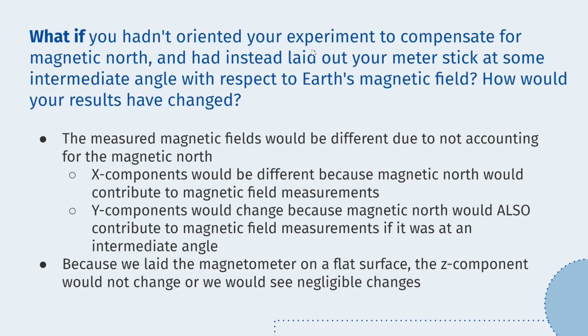So what if we hadn't oriented our experiment to compensate for magnetic north and had instead laid out our meter stick at some intermediate angle with respect to Earth's magnetic field? So the magnetic fields would be different due to not accounting for the magnetic north. Both the x and y components would be different if it was at an intermediate angle, because the magnetic field measurements would not account for the magnetic north, so it would be added to it. Because we laid the magnetometer on a flat surface, the z component would not change, or we would see negligible changes.